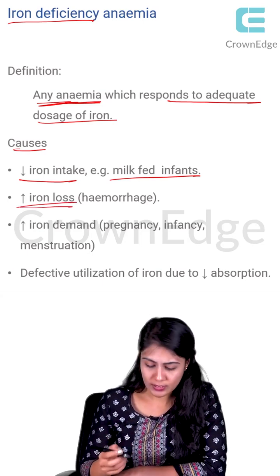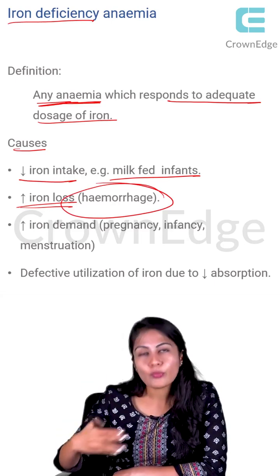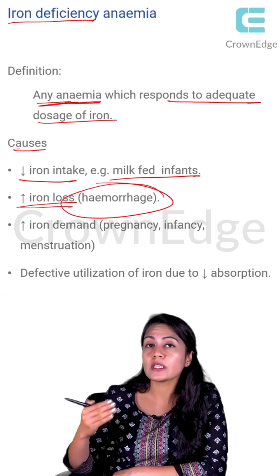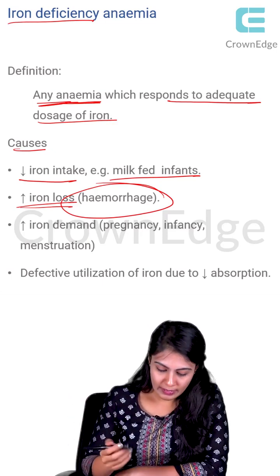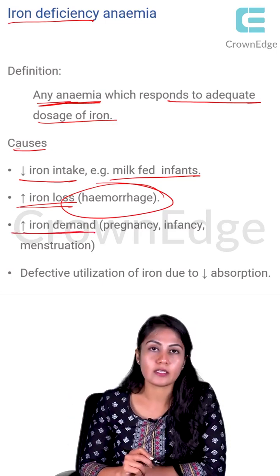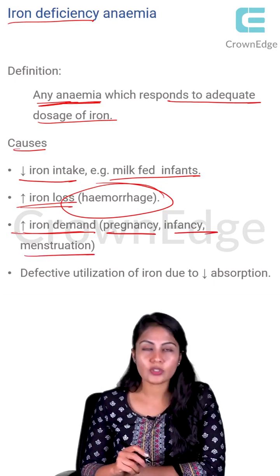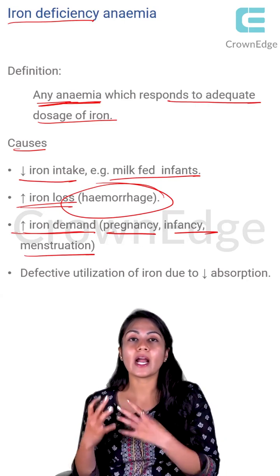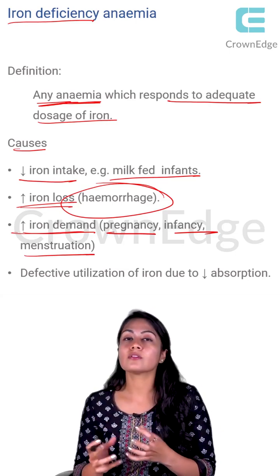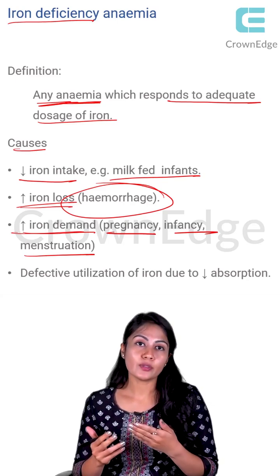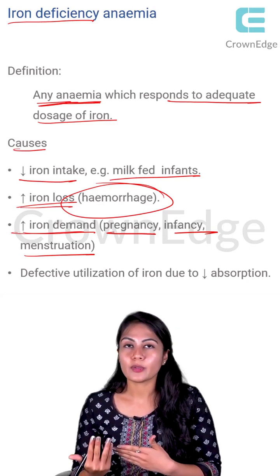Then the iron loss: if there is any hemorrhage, you are losing the hemoglobin as well as the iron, right? So there can be deficiency if the demand is increased, right? What happens in pregnancy, in infancy, in menstruation in females? There are high demands of iron, and if you are not properly supplying that much iron to the body, definitely the patient or the female usually lands up in anemia.